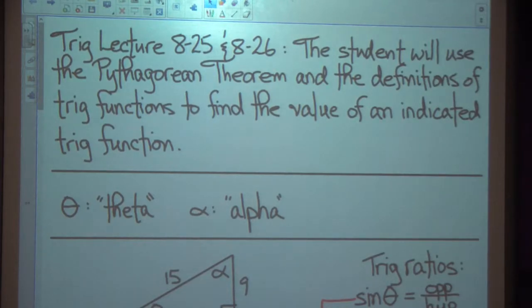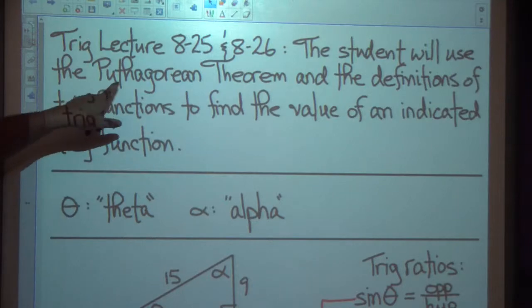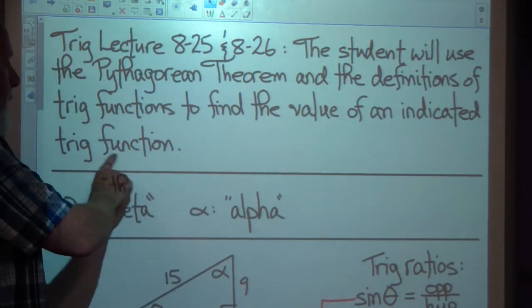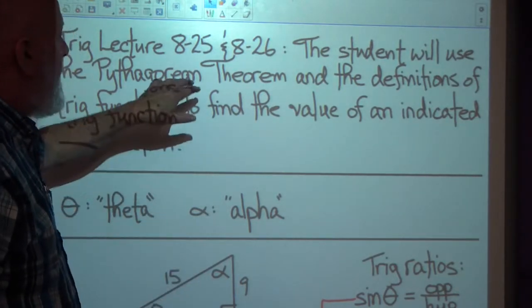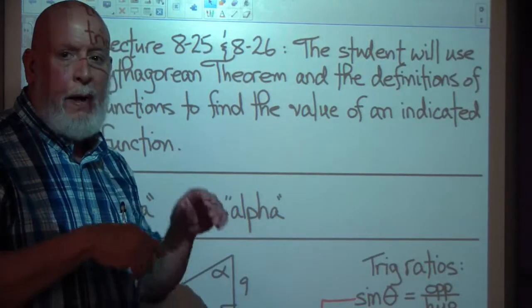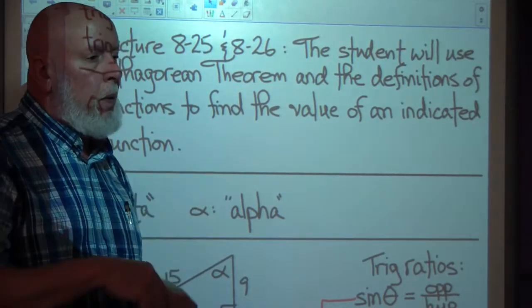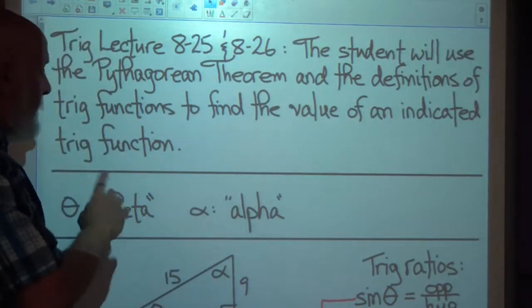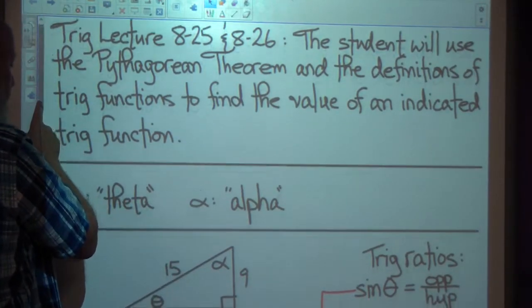Alrighty, we're at Trig lecture 825 and 826. The student will use the Pythagorean theorem and the definitions of trig functions to find the value of an indicated trig function. These are the exact same instructions that we had for our last two assignments, but today instead of finding the values of sine, cosine, and tangent, we're going to find the values of cotangent, secant, and cosecant. Very similar. Here we go.